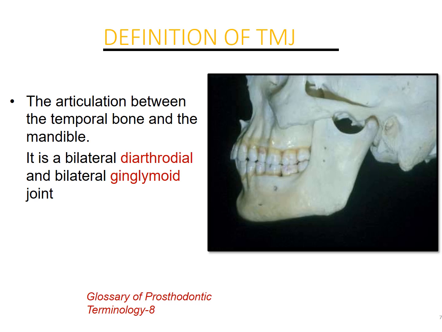And ginglymoid means when the jaws are protruded or the mandible is opened to the maximum limit, the condyle slides or glides forward and downwards. This is known as the sliding movement. So it is a diarthroidal and ginglymoid joint.